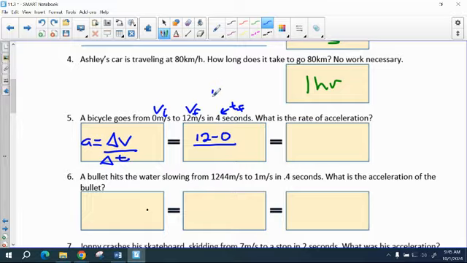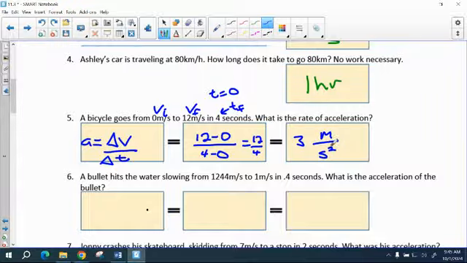What's our initial time if you guys were to guess? 0. So you could say 4 minus 0. Well, it ends up being 12 over 4. So what is that? 3. It's 3 meters per second squared. Okay?